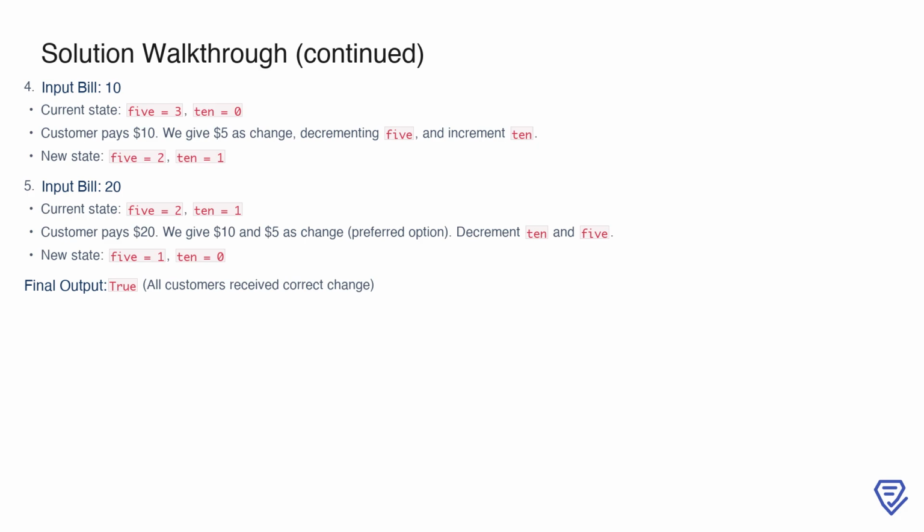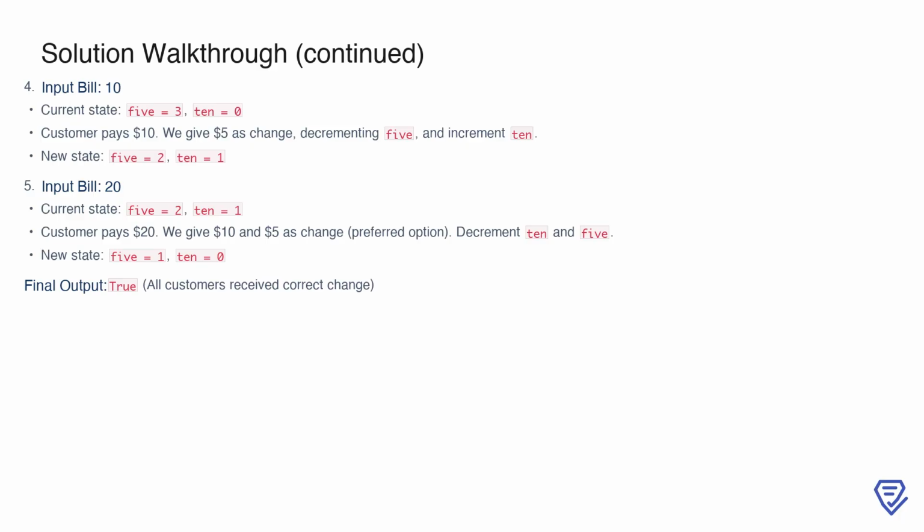Now, moving to the fourth customer in example 1, they pay with a $10 bill. Here, we need to provide $5 as change. Since we have three $5 bills available, we give one as change, decrement our $5 count to 2, and increment our $10 count to 1.